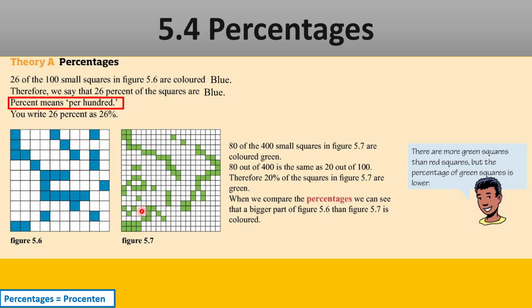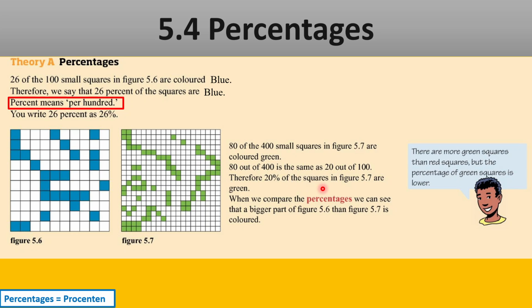For example, in the example here to the right, we don't have 100 squares in total. No, we have 400 squares. And apparently 80 of them are green. Well, we can still say 80 out of 400, but that's not per 100, right? So we cannot say percent in that case. We want to convert this. Instead of saying 80 out of 400, I want to say something out of 100. So here I can say it's the same as 20 out of 100. And then I can say we are talking about 20% of the squares that are green.